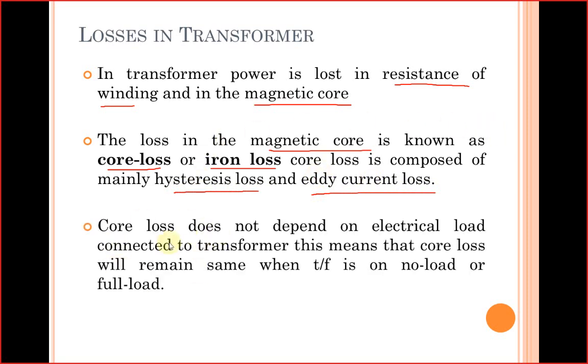Then core losses do not depend on the electrical load. It means that if the load changes on the transformer, and the current through the secondary of the transformer is varied, there is no effect on the core losses. So core losses are constant throughout the operation of the transformer. It doesn't matter if the transformer is on no load or on full load, the core losses will remain the same.